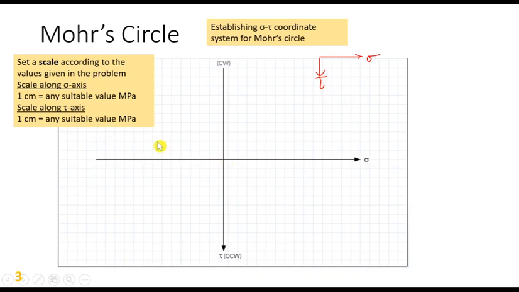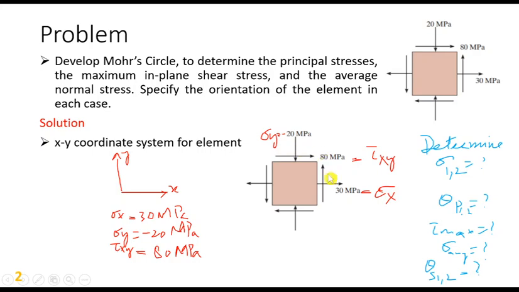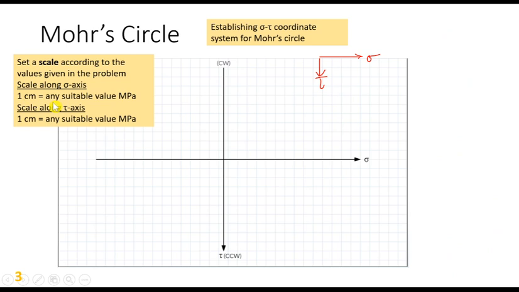And remember that we will set a scale according to the values given in the problem. So if you see, it is 20, 80, 30, so we can make 1 centimeter equal to 10 megapascal or 5 megapascal, whichever value suits you. And for the tau axis we can define our scale. First of all we define the scale, and we will make the measurements according to this scale.